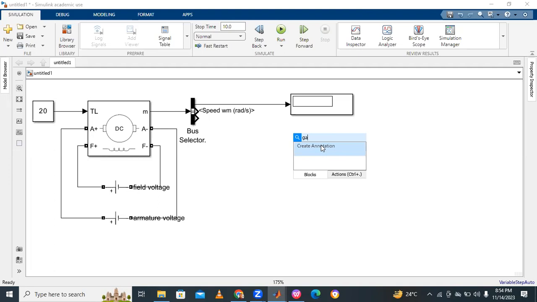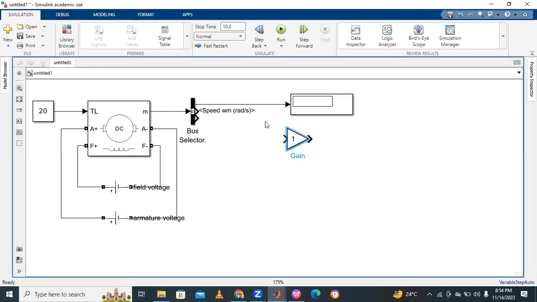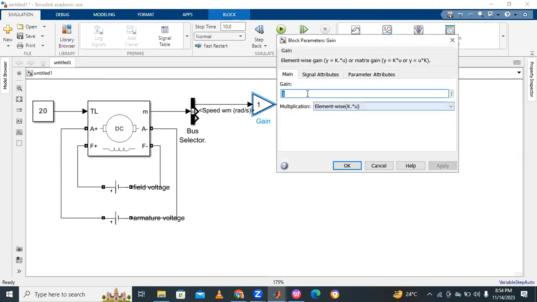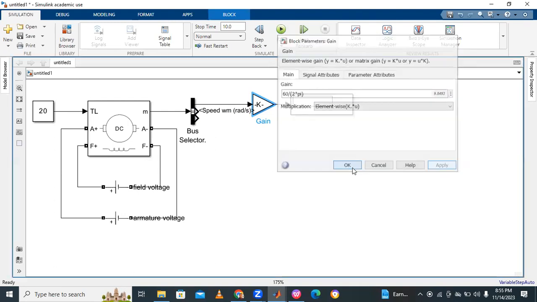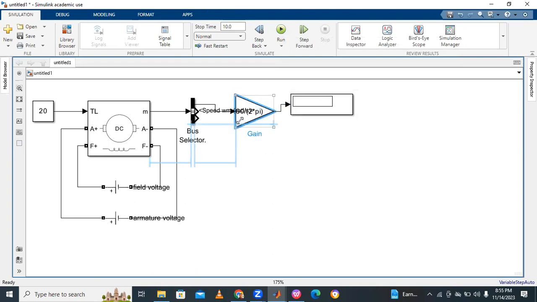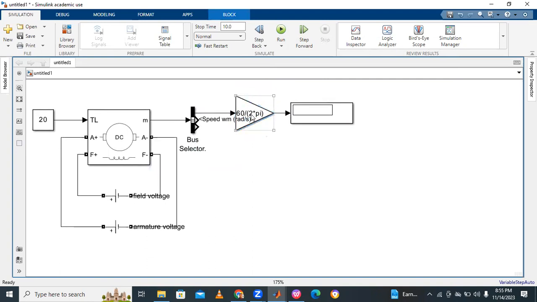Take one gain block right here. Select this block, place it here. This is called gain block. And in this expression, 60 divided by 2 pi. That is the expression to convert radians per second into RPM. So like this, 60 by 2 pi. So this is our speed. This display is called speed in RPM.